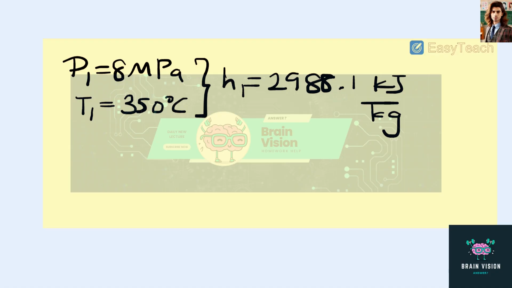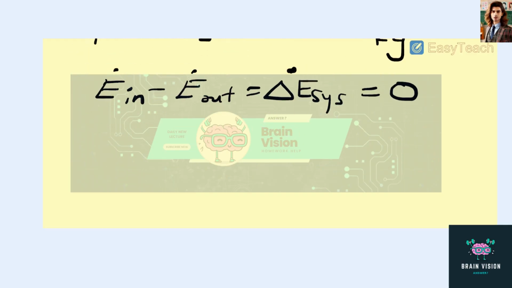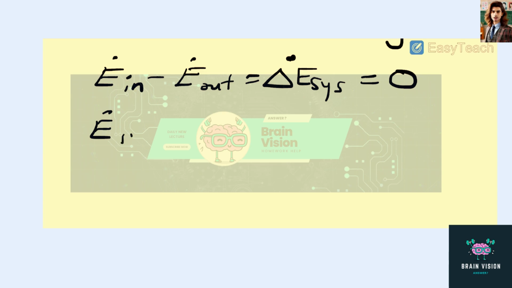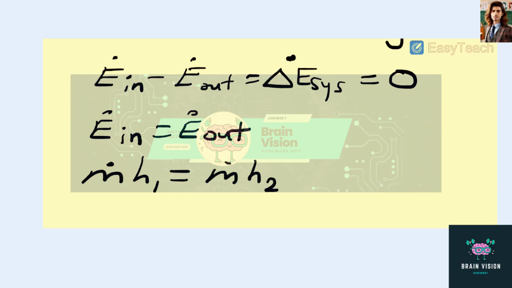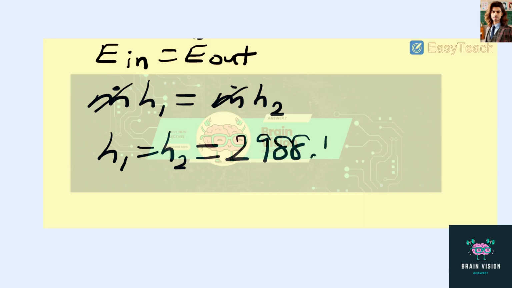By doing our energy balance, we can say that the energy coming in minus the energy leaving is equal to the change in energy of the system. However, we know that this is a steady state problem, so the change in energy of the system is going to be equal to 0. Therefore, we can say that E dot in is equal to E dot out. What this means is that the M dot times H1 coming in is going to equal the M dot times the H2 coming out. M dots cancel out, so this means that the incoming and exiting enthalpies are the same, which means that H2 is also equal to 2,988.1 kilojoules per kilogram.